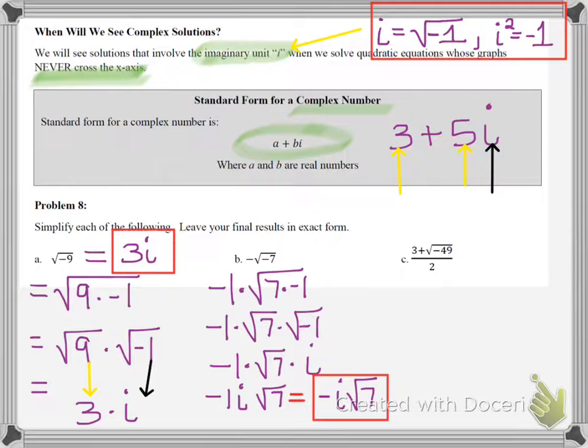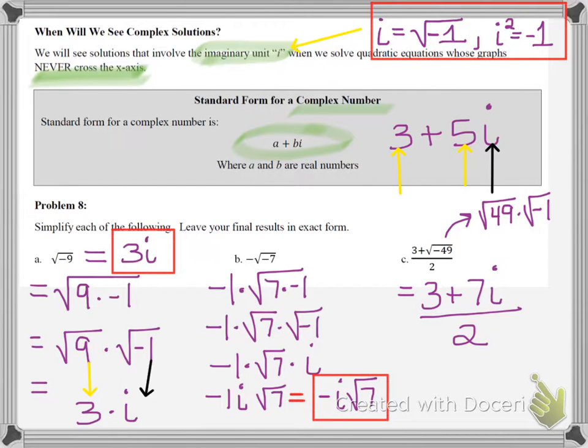All right, let's look at part C. Hopefully you're getting the hang of it now, so you recognize that this would just become (3 + 7i) over 2. The reason I was able to make the jump to 7i is because the square root of -49 would be the square root of 49 times the square root of -1, and that would give us 7i. So my answer here is (3 + 7i) all over 2.